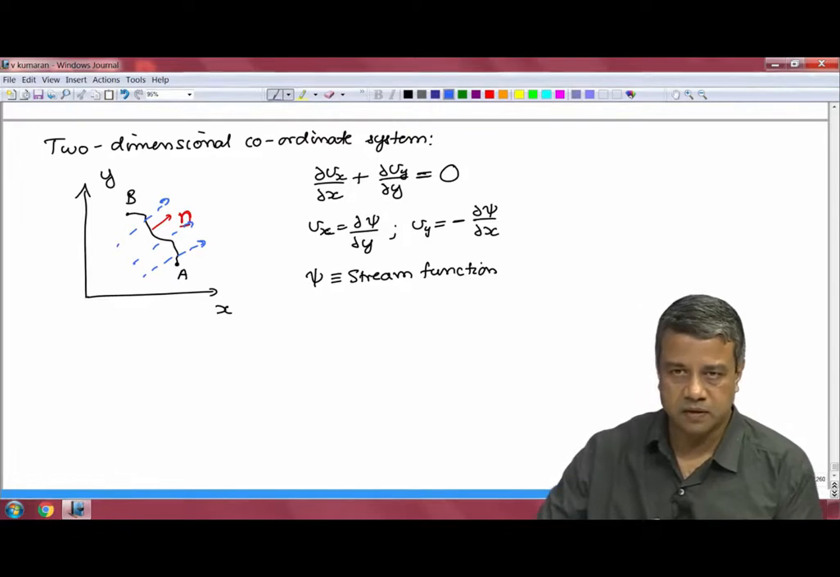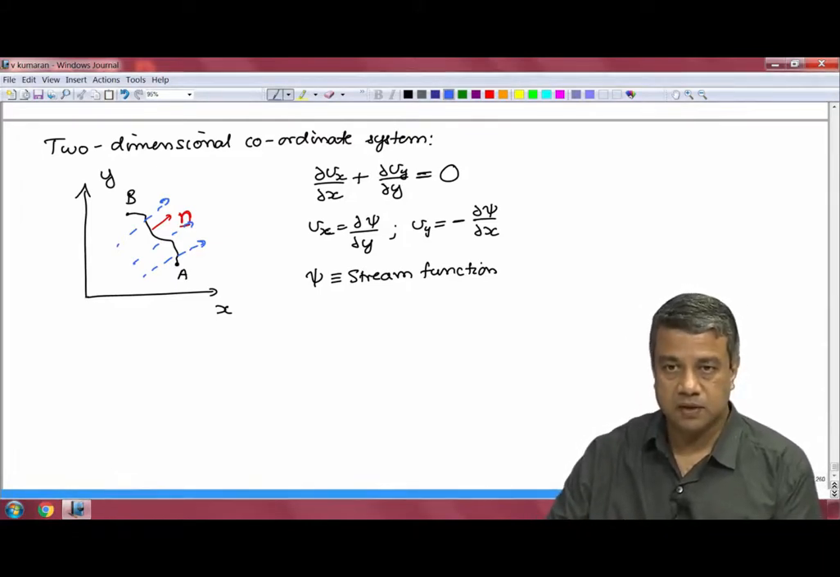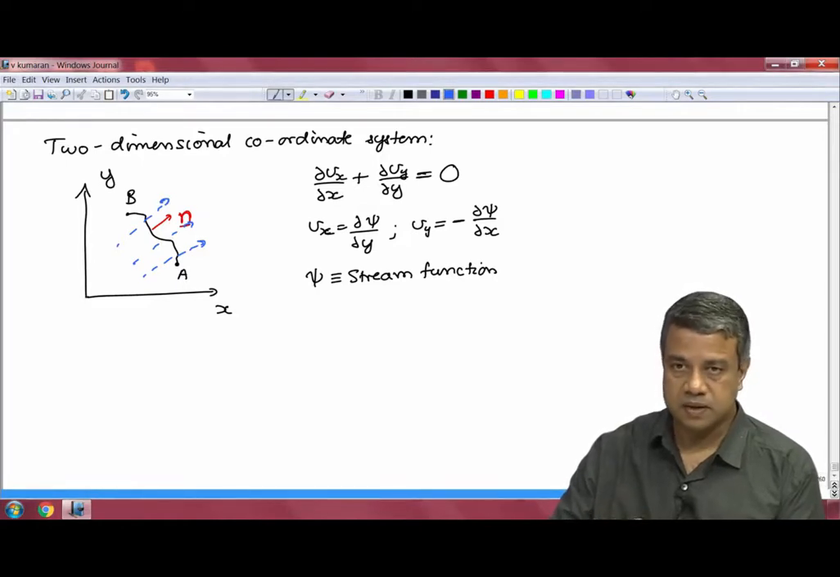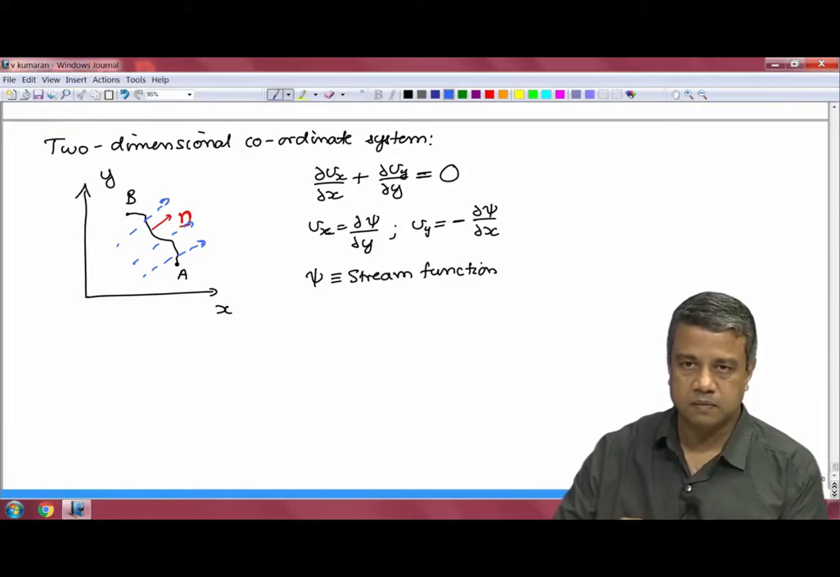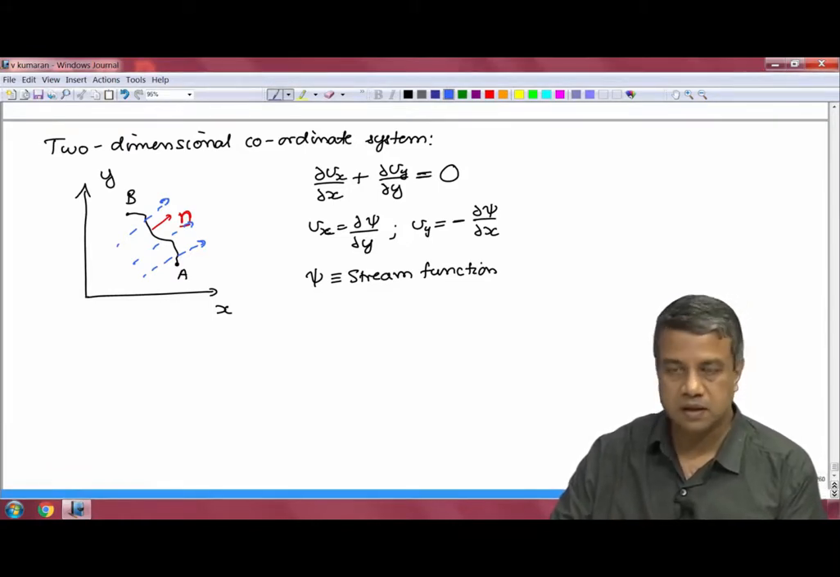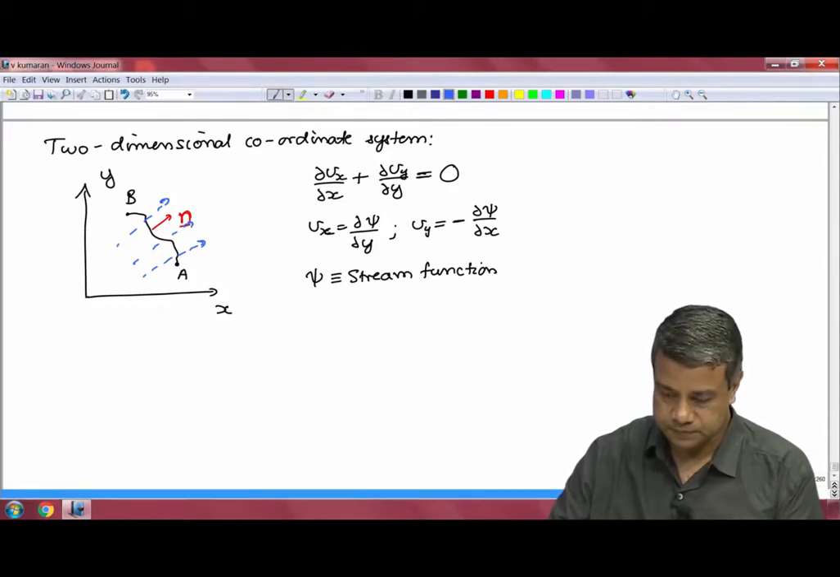There is a volume that is transported across this contour per unit length perpendicular to the plane, because note that this is 2 dimensional. So, it is basically a volume per unit length perpendicular to the plane per unit time. So, how do we calculate that?